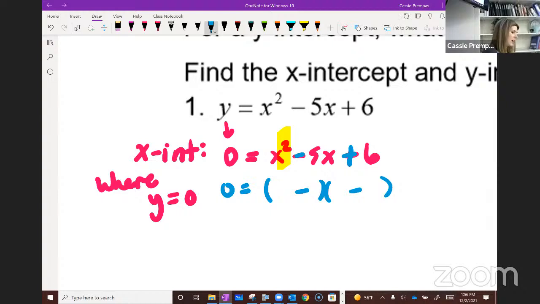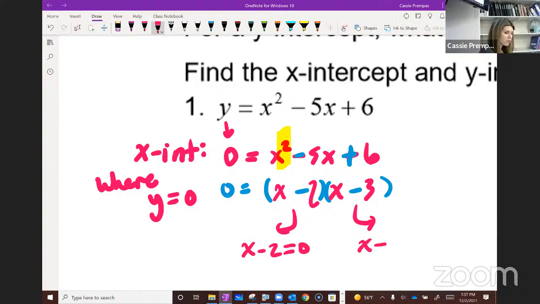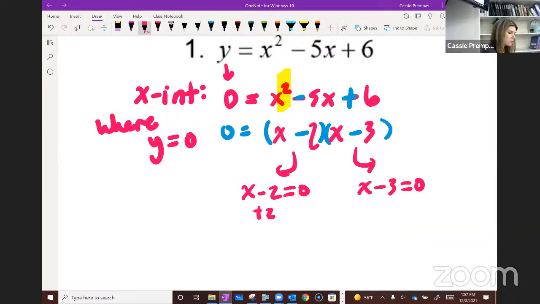I would have x times x give me x squared. What times what would give you 6? 2 times 3. And then where do I go to solve this? You set them each equal to 0. So I'd have x minus 2 is equal to 0, x minus 3 is equal to 0. And I'd solve. So I'd add 2, x is equal to 2, and add 3, and I get x is equal to 3.